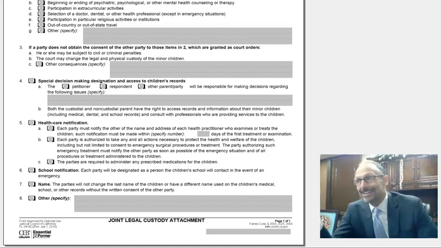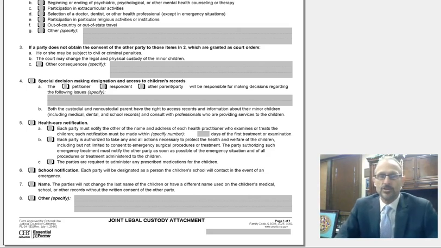And by the way, keep in mind that's custodial and non-custodial parents. If you're the parent of this child, you have a right to that information. Number 5, health care notifications.